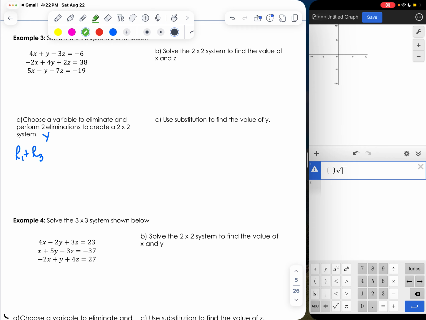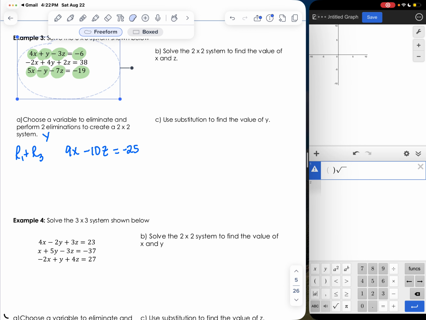Row 1, 4x, combined with row 3, 5x, gives me 9x. Now take 1y plus negative y, and that eliminates. Then combine negative 3z with negative 7z to get negative 10z. Then combine negative 6 with negative 19 to get negative 25. All right, so now we've done the first elimination. Now we have to do another elimination.